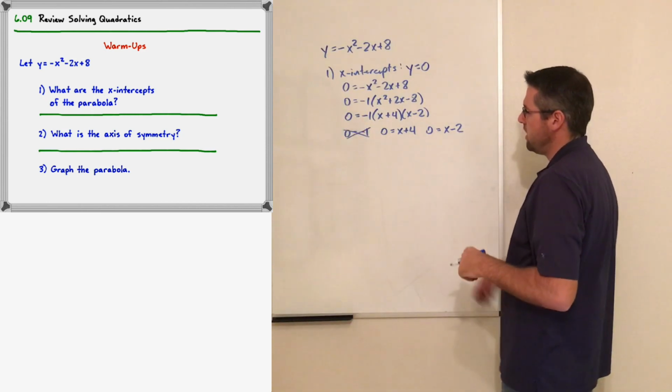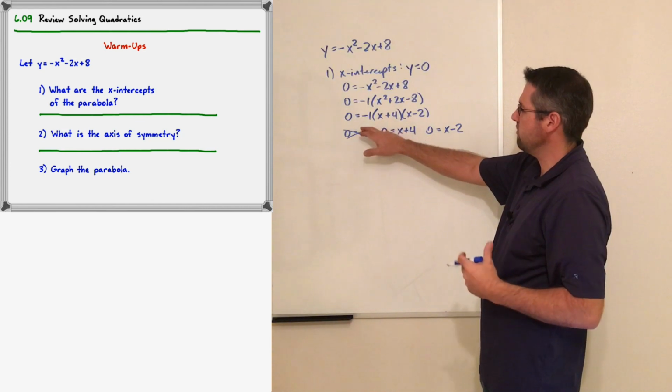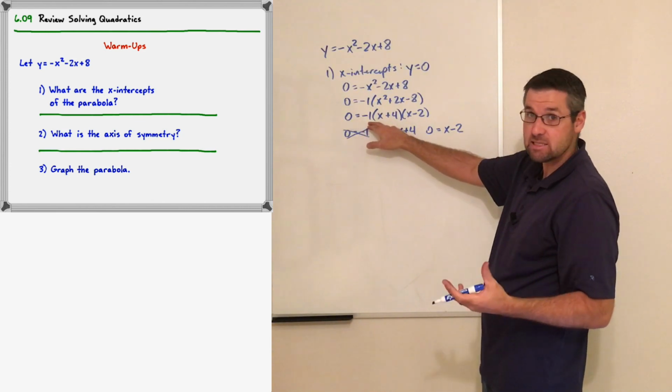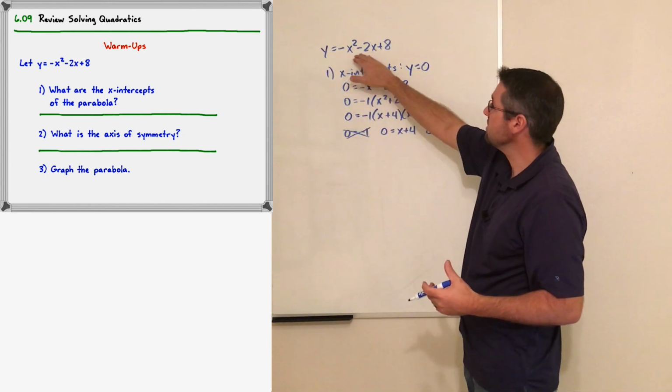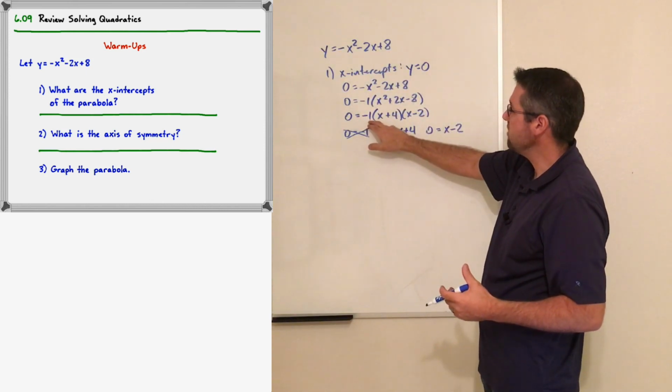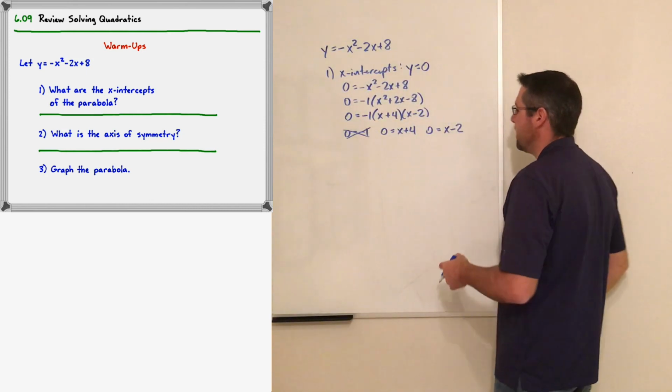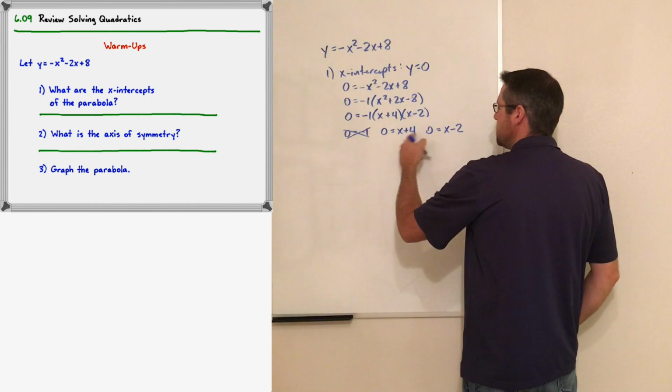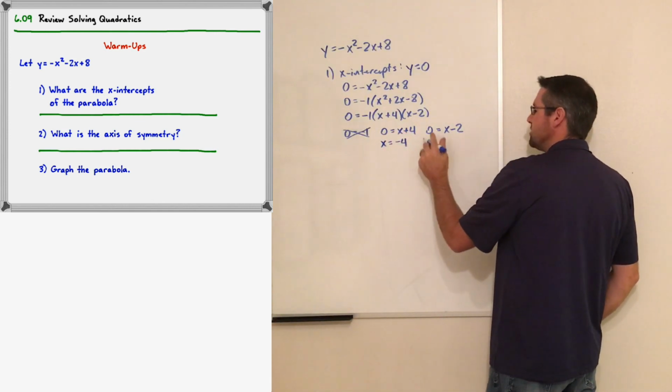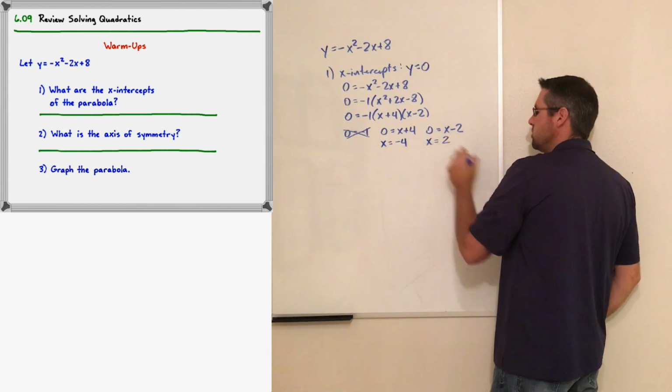But we still want to write it down because if there was an x out here, if it said negative 1x, if there was a common factor of x out of all these, then we would have another x-intercept here and we'd have to solve that. But in this case, we don't. So we subtract 4 from both sides. We end up with x equals negative 4. We add 2 to both sides, so we end up with x equals 2.